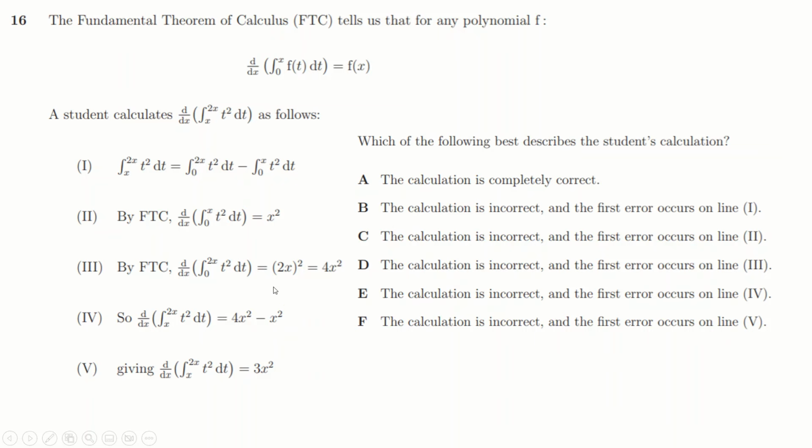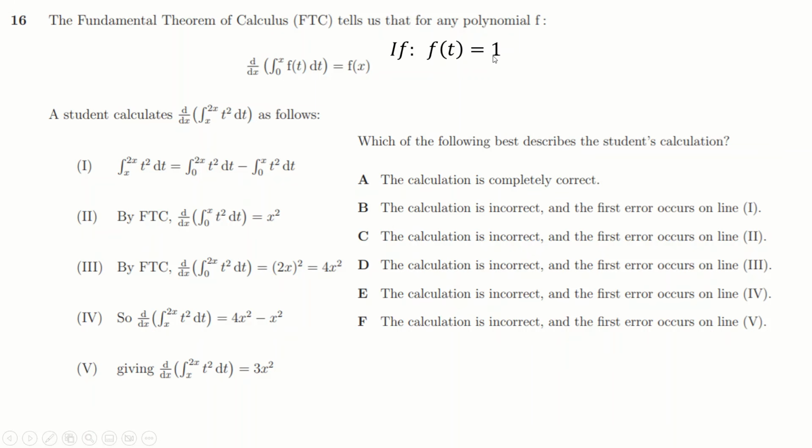Now this, I actually thought this was completely fine when I first saw it. It looks like FTC, but just be very careful. It's got a 2x instead of an x here. So it's possible, and it's definitely worth checking, that this is actually okay, because it might not be. You might not be completely versed in FTC. You might not have done it. You might not be a maths professor who thinks about it all the time. Just check it.